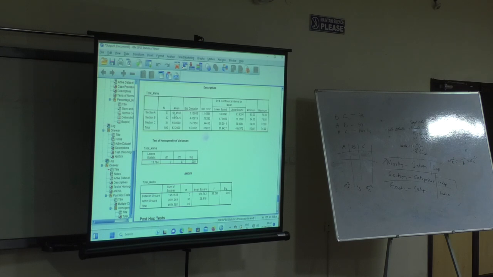A and C are the same. That means A, this 61, and 59 are the same. 61.45 and 59 are the same. 61 and 59 are almost the same. Because B got 69, no? Because it got so high, it is not comparable with A and C.